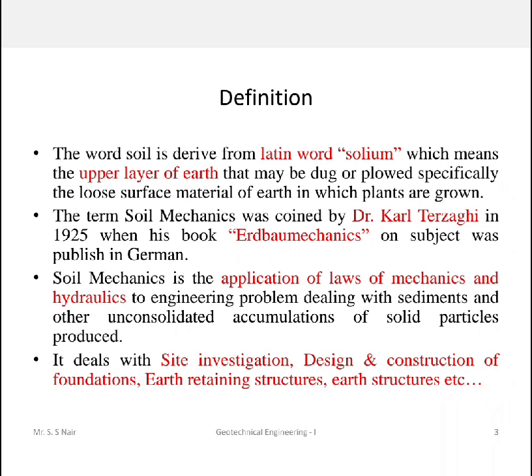First of all, let us discuss what is soil. We all know in geotechnical engineering soil plays a major role. So soil is derived from a Latin word soilium, which means the upper layer of earth that may be dug or plowed, specifically the loose surface material of earth in which the plants are grown.